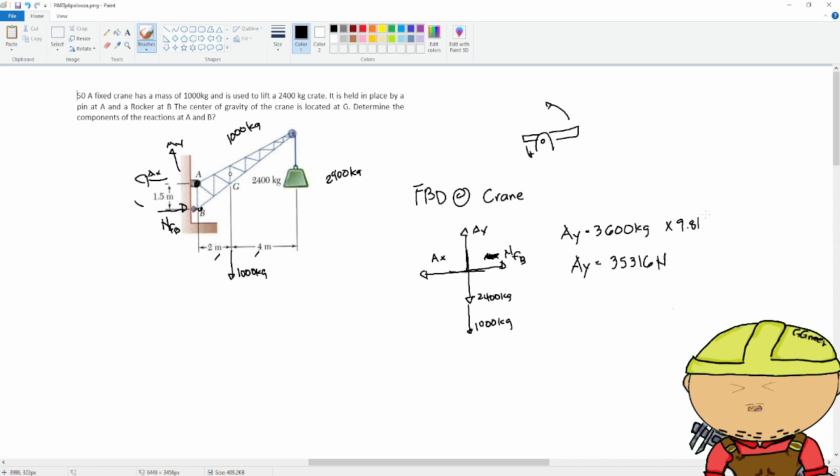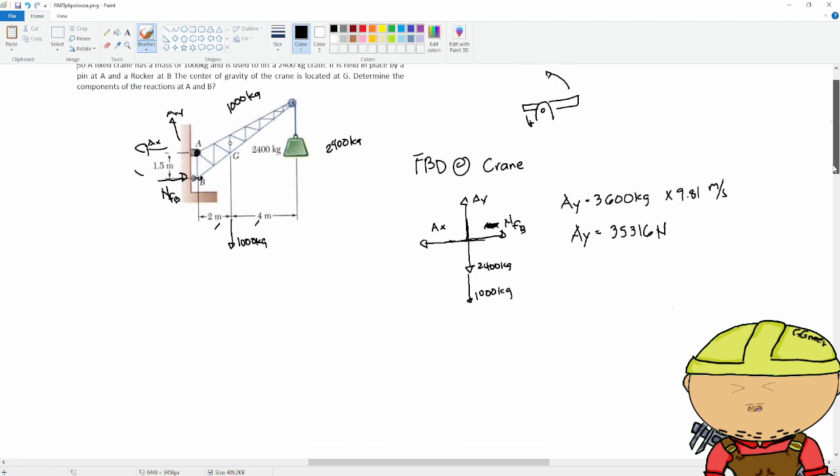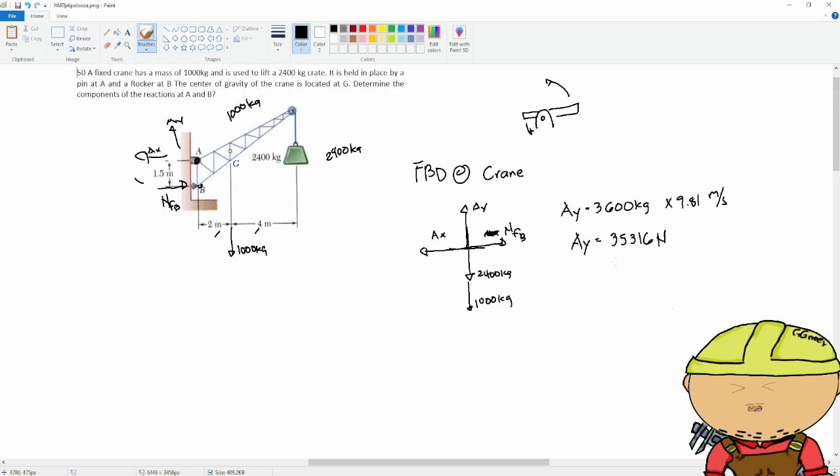Newton. This one is kilogram, right? So that's AY. Okay, that's just for now. How about AX and NFB? We can't do anything for now. I'm not sure if this is the correct answer, but let's proceed to moment and torque.